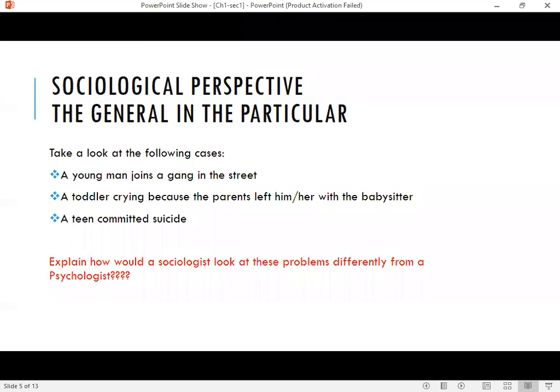So the three cases: a young man joins a gang, a toddler cries because the parents are leaving, and a teen commits suicide. Remember what we took about sociologists and psychologists, and how everyone studies the situation from a different perspective. Can you tell me, from the first case, a young man joins a gang in the street, how would a psychologist study this case differently than a sociologist? Who can answer, please?